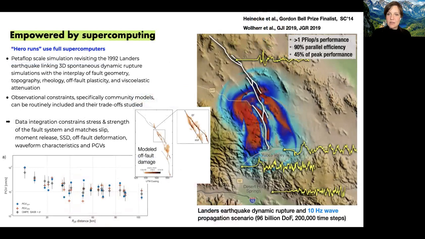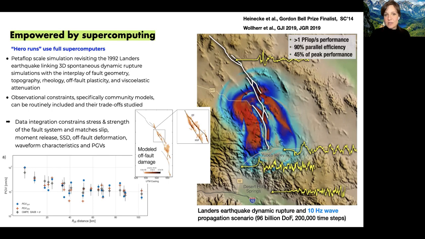During the last decade or so, dynamic rupture modeling has been empowered by supercomputing. This is one example of a petascale simulation revisiting the 1992 Landers earthquake, linking 3D spontaneous dynamic rupture simulations across the segmented strike-slip fault system with seismic wave propagation resolved up to 10 Hertz, and including topography, rheology, fault plasticity, and viscoelastic attenuation effects.